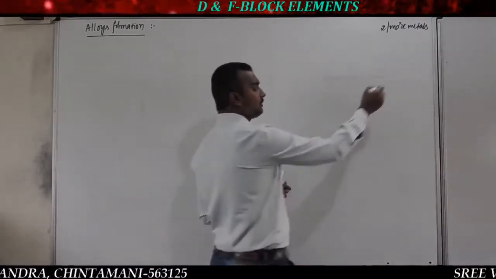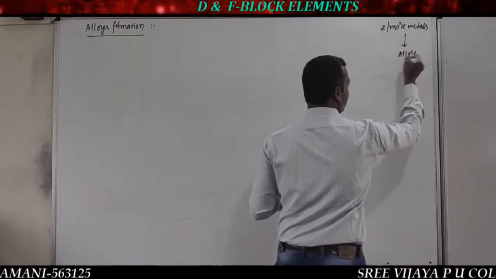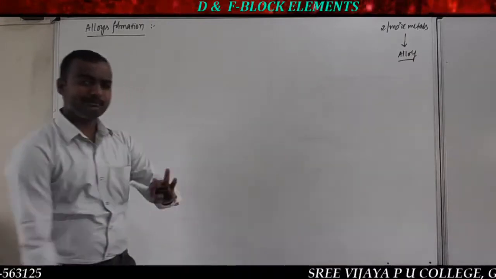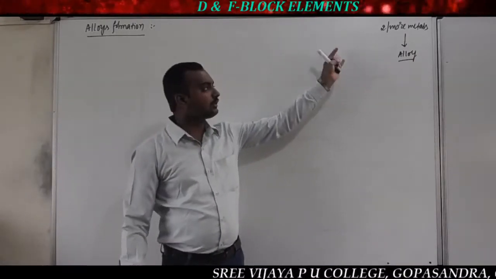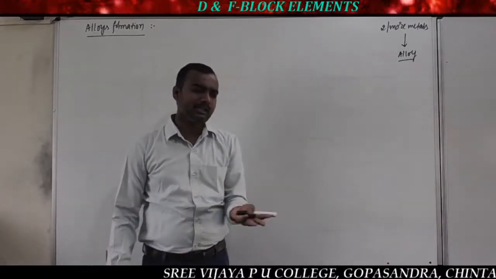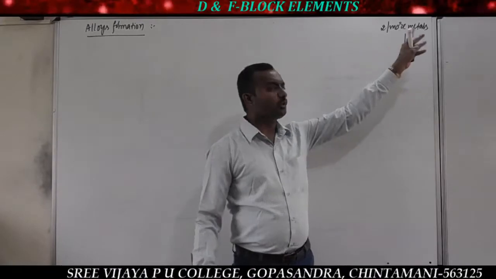So when two or more metals combine, the compound you get, we can call it an alloy. That is a simple way to understand the meaning of alloy. Two or more metals must combine. Whether they are transition elements or non-transition elements, to form alloys there must be two or more metals.